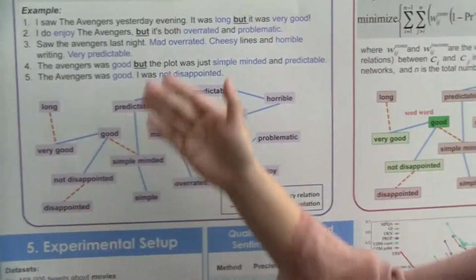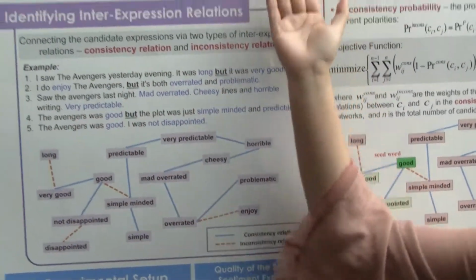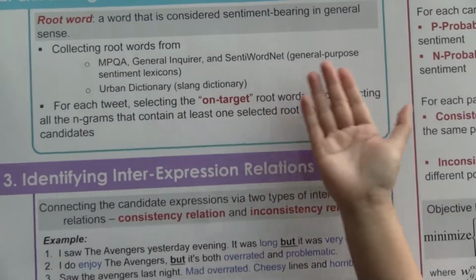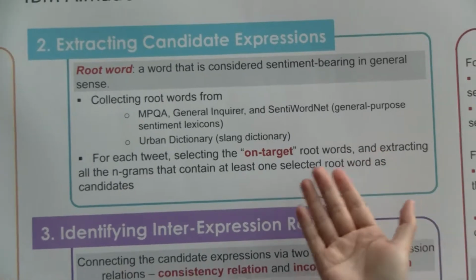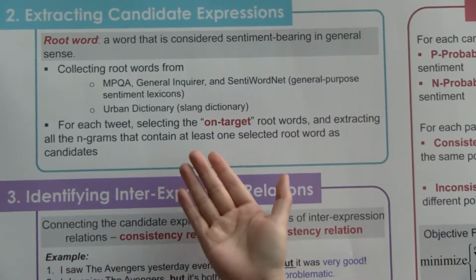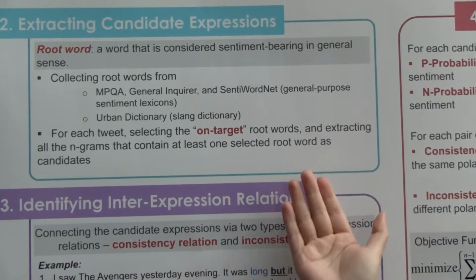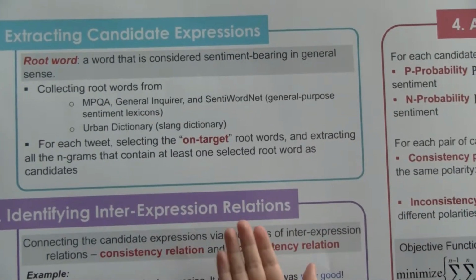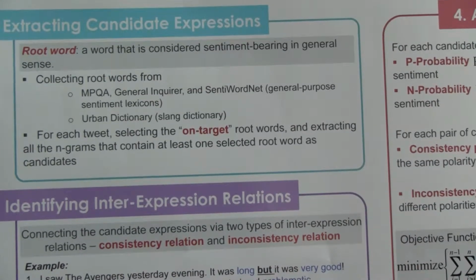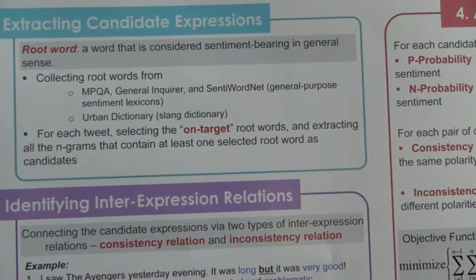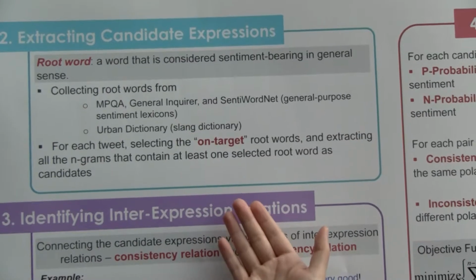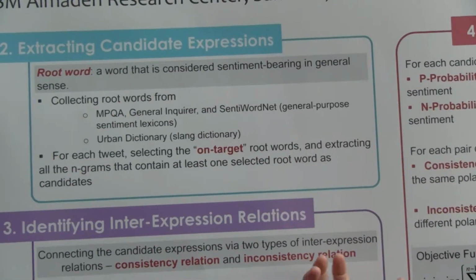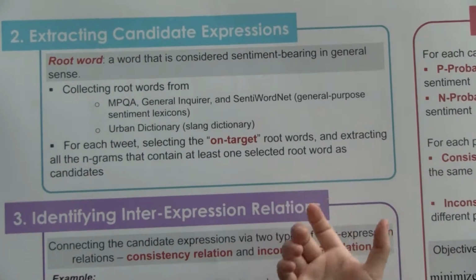So what we do is first collect some general sentiment-bearing words from lexical resources such as MPQA, General Inquirer, and SentiWordNet, and even from some online slang dictionaries like Urban Dictionary. We collect these sentiment-bearing words in the general sense, and then for each tweet we select the on-target root words, and then extract the n-grams that contain these on-target root words.